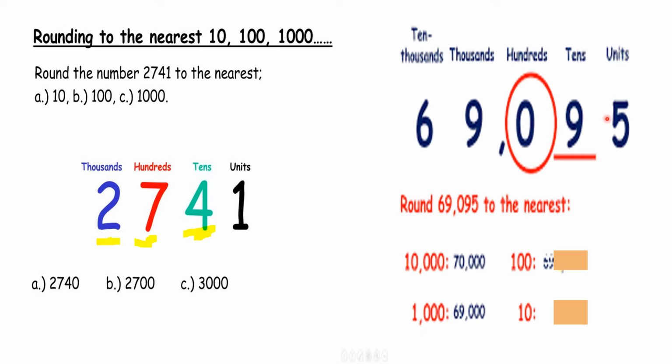69,100. So it's the same case here. To the nearest 100, this would be 69,100. And to the nearest 10, again it would be 69,100. So this is how you do it. Got it?